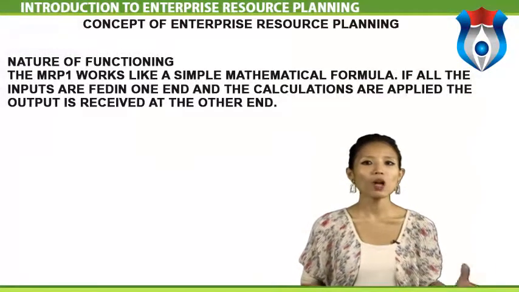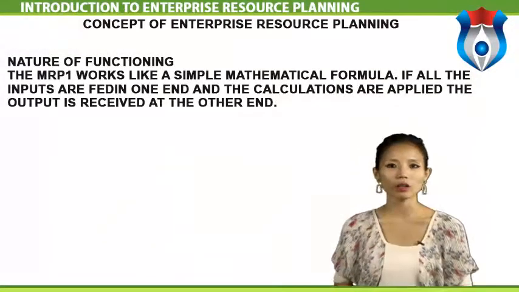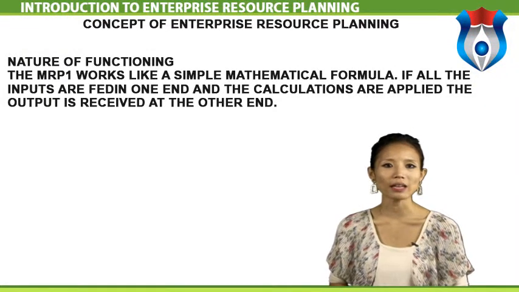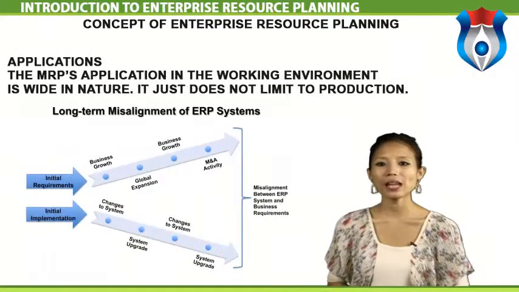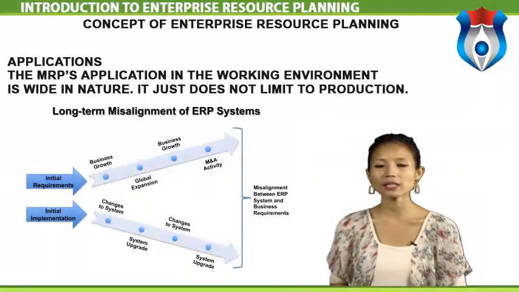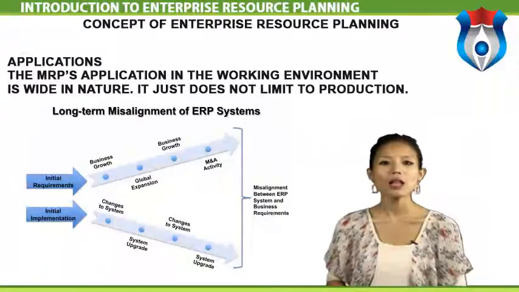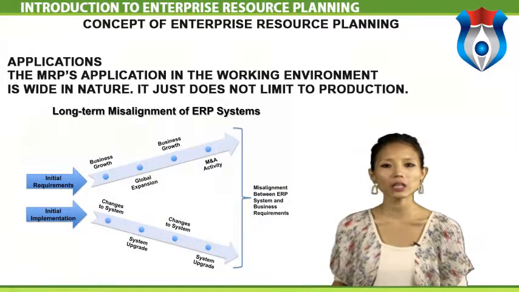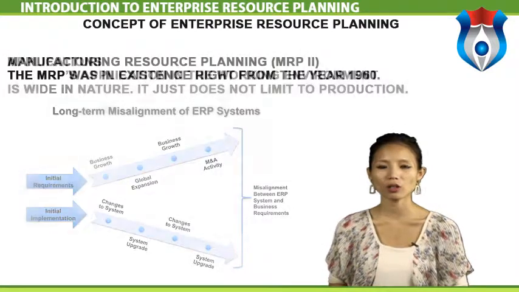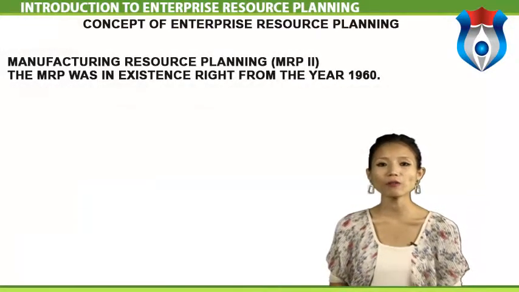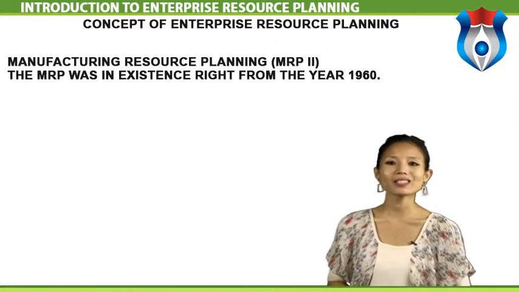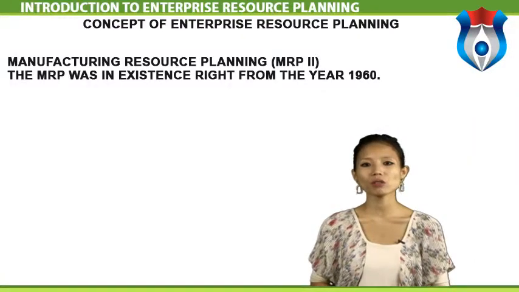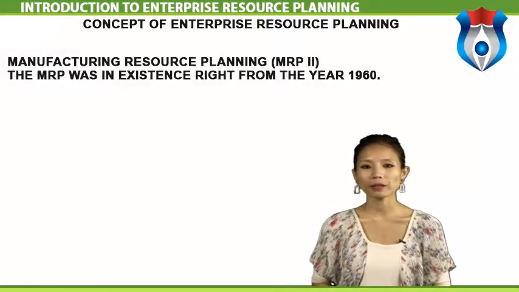MRP I works like a simple mathematical formula. If all the inputs are fed in at one end and the calculation applied, the output is received at the other end. MRP's application in the working environment is wide in nature. It does not just limit itself to production. It can calculate each and everything related to production. MRP has been in existence right from the year 1960. MRP II, otherwise referred to as Manufacturing Resource Planning, was able to overcome the setbacks of MRP I, the acronym of Material Requirements Planning.